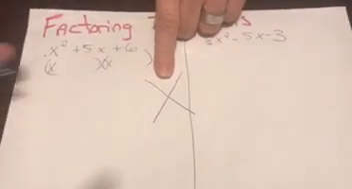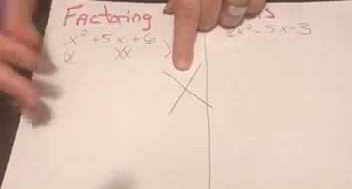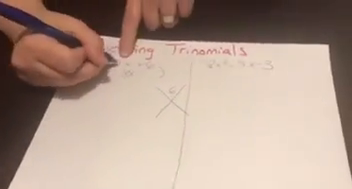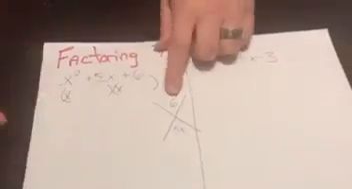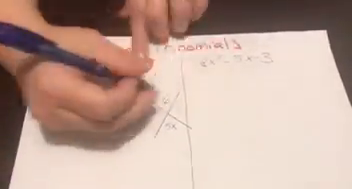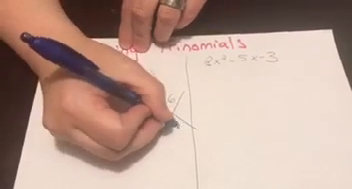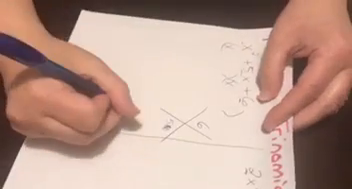At the top part of the X puzzle, you're going to put this number, whatever it is, this constant right here. And at the bottom, you're going to put the middle term, which in this case is 5x. Now, the key here is finding factors that make 6 when you multiply, but add to make 5. Oops, sorry, I didn't have to put x there. Okay, so let's talk about it.